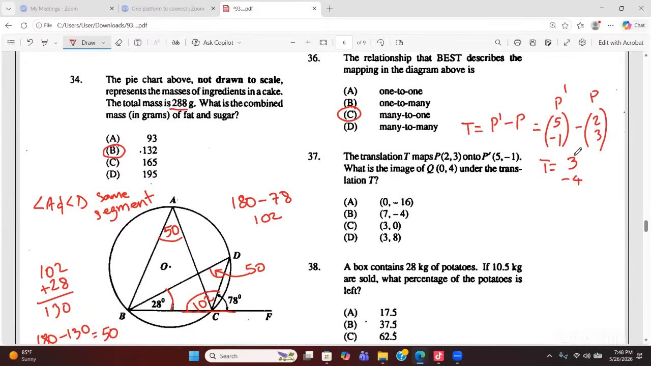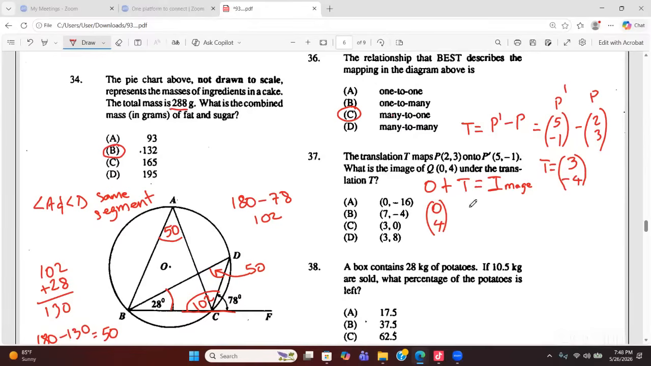This is the translation. Now, if you never knew, object plus translation gives image. Just remember that: object plus translation gives image. This is now my object. My object is 0, 4.